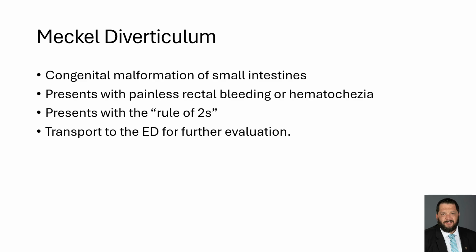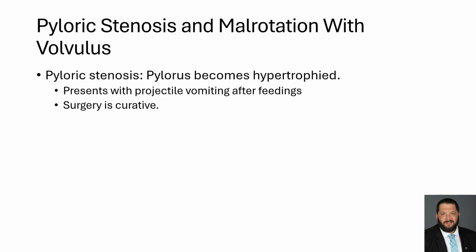We use the rule of 2s to describe this: it occurs in about 2% of the population. It has a 2-to-1 male to female ratio. Typically, it's located in the bowel within 2 feet of the ileocecal valve. Commonly, it's 2 centimeters in diameter and 2 inches in length. It contains 2 types of ectopic tissue, and they're typically symptomatic by age 2. Not that you're expected to remember all of those, but that's what we're talking about when we refer to the rule of 2s.